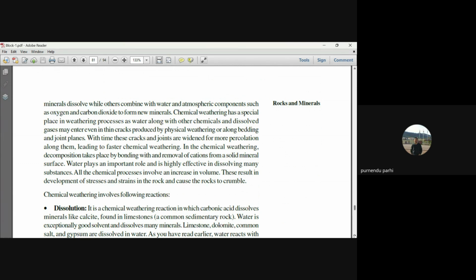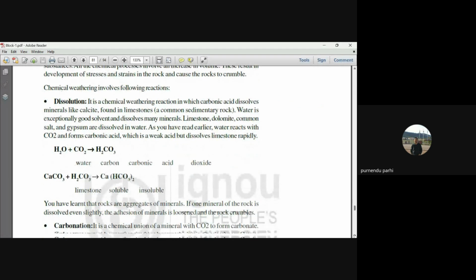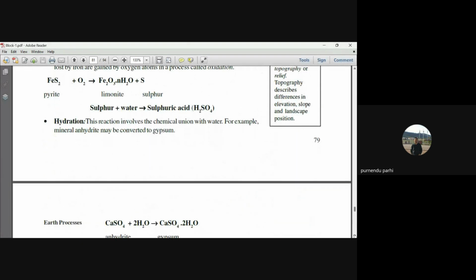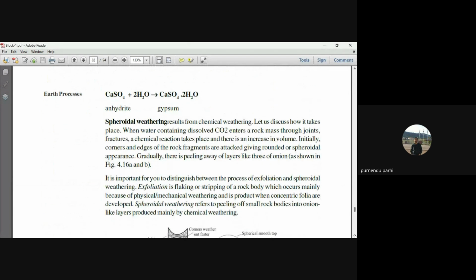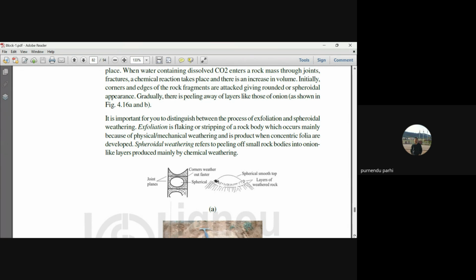Chemical weathering involves the following reactions: dissolution, then carbonation, then oxidation, then hydration, then spheroidal weathering. It is exfoliation. Exfoliation is cracking or stripping of a rock body, which occurs mainly because of physical mechanical weathering and is a product when concentric folia are developed.